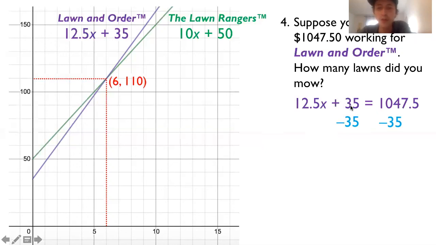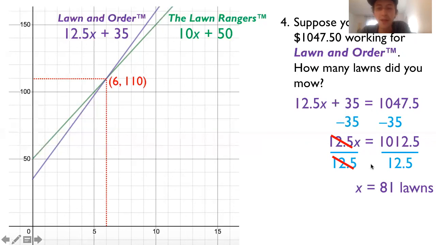I'm going to subtract 35 from the left and from the right. Now I've got 12.5x equals 1012.5. Last step, I got to divide both of these by 12.5. That'll get the x by itself when these cancel. And I'm going to get 81 lawns. So if you mow 81 lawns for Lawn and Order, you will make $1,047.50.